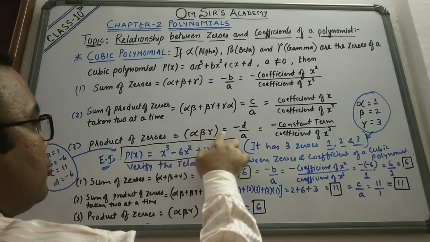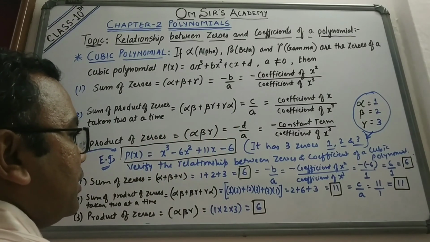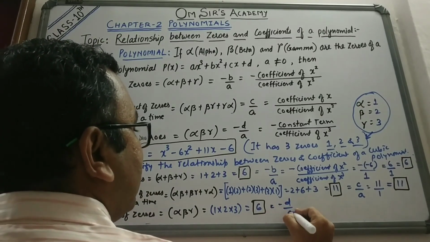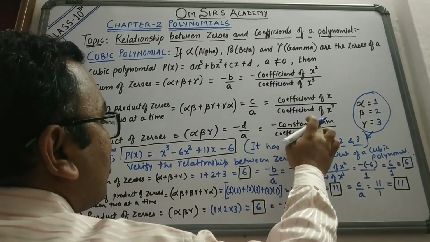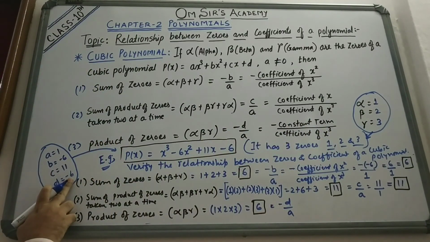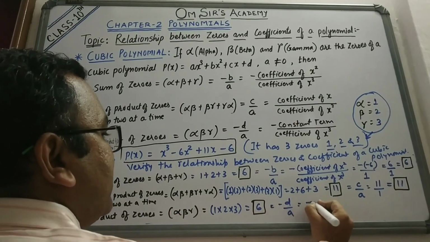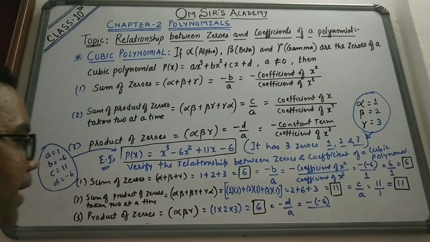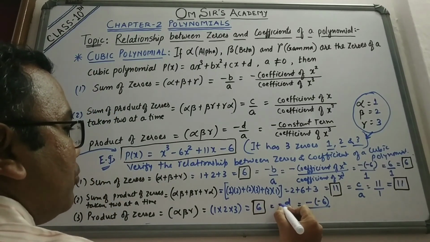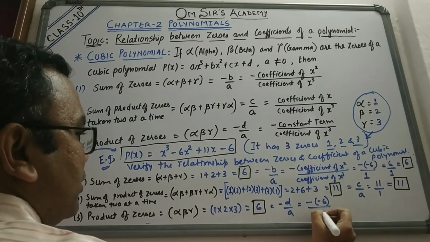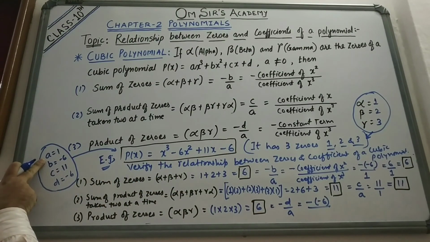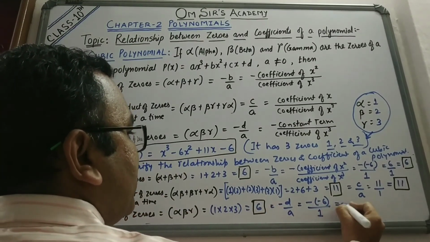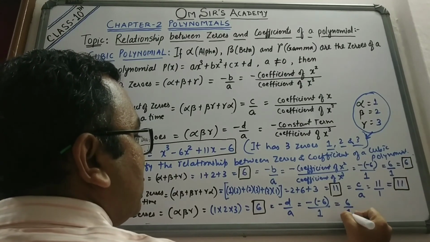That should be equal to minus d upon a. Is it clear? Now see, minus d is minus the constant term. What is my d? D is minus 6. So I will write it as minus, and instead of d, I will put a bracket and write minus 6 inside the bracket. So minus d is minus into minus 6 upon a. A is the coefficient of x cube, that is 1. Minus into minus is plus, so it will be 6 upon 1.